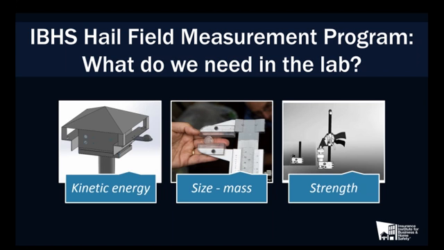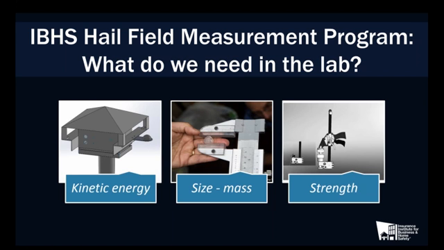So we scoured the literature and spent some time really digging to figure out what we need to know and what we need to measure to really reproduce the characteristics of hailstones in the lab so we can make impact tests about as representative as we can get. What are the things that we need to know?